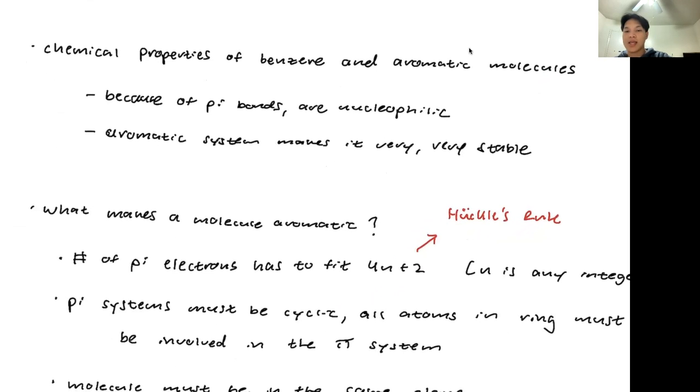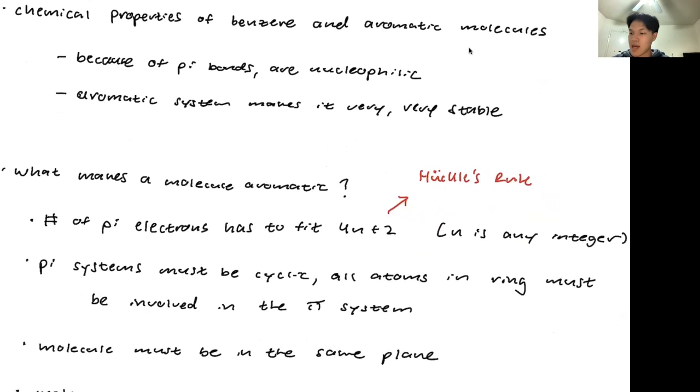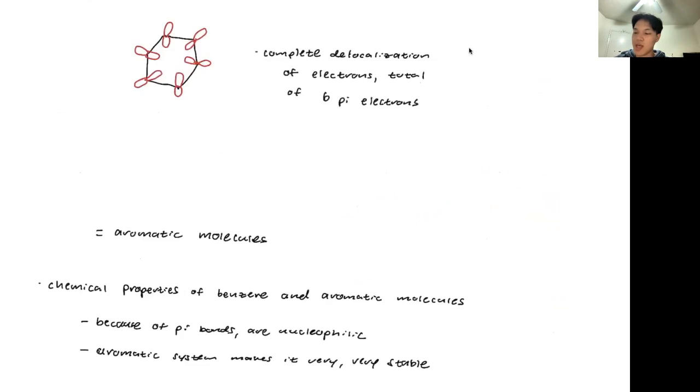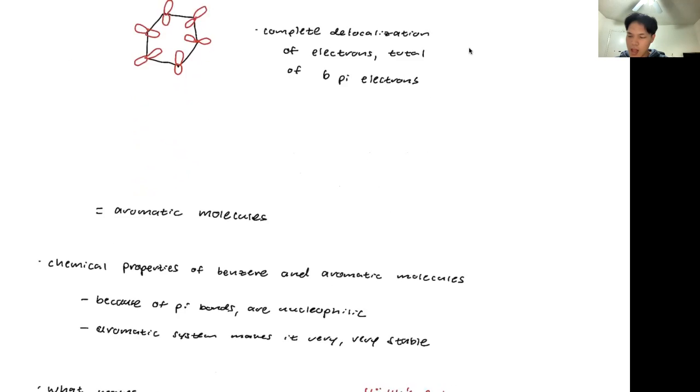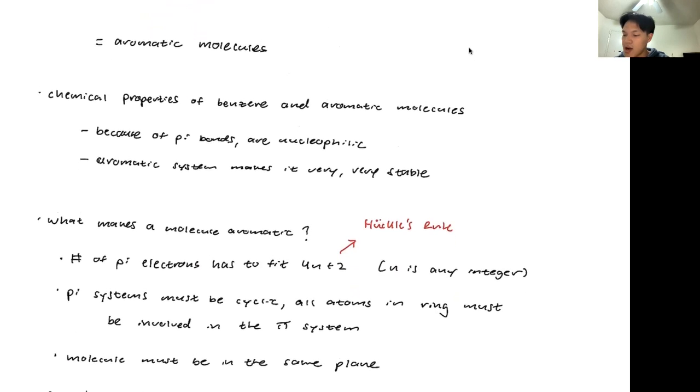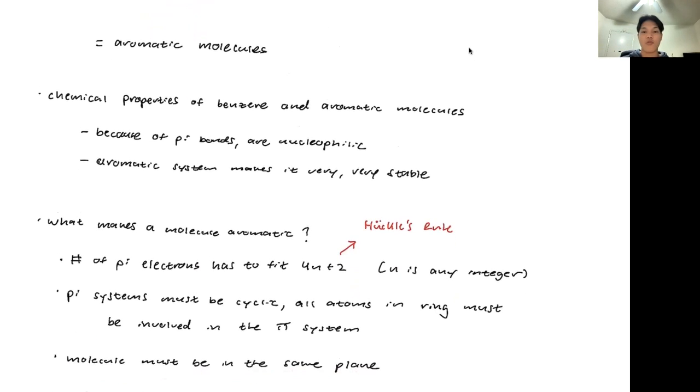And then the pi system has to be cyclic, which means all atoms in the ring must be involved in the pi system. And you see that up here, where each of the atoms has its own pi electrons, which means that it fits that rule. And then the third one is that the molecule must be in the same plane. What I mean by this is each atom either has to be sp2 or sp. It can't be sp3 because sp3 is a tetrahedral geometry, where sp2 is trigonal planar, so they're in the same plane.